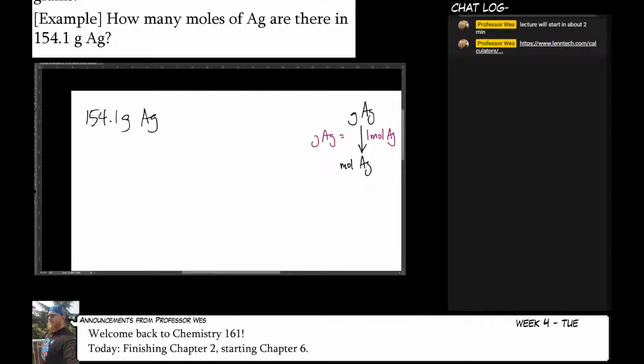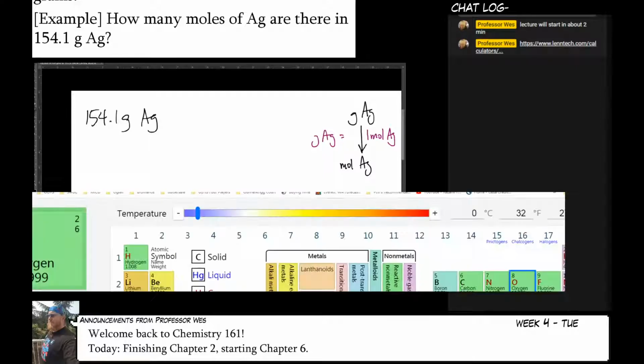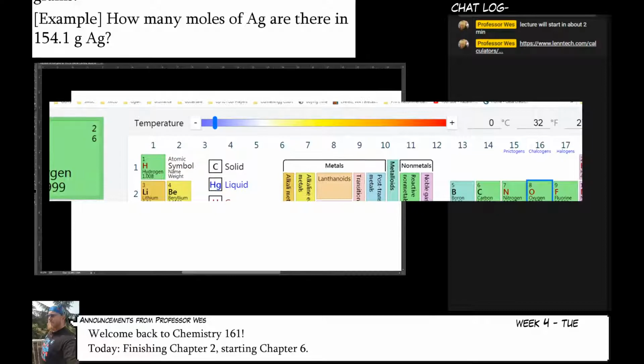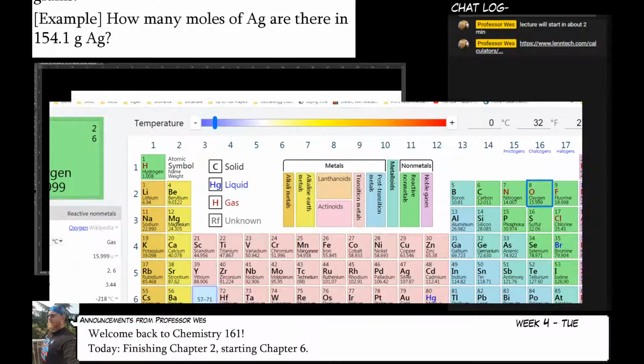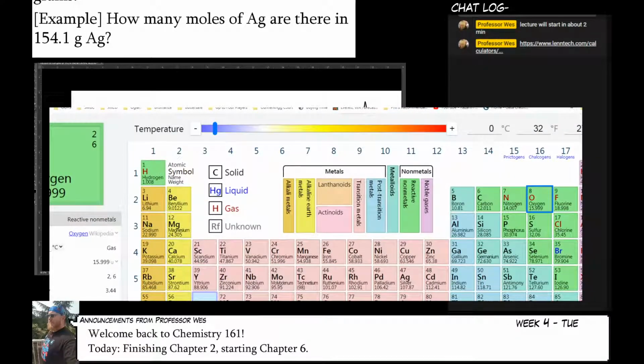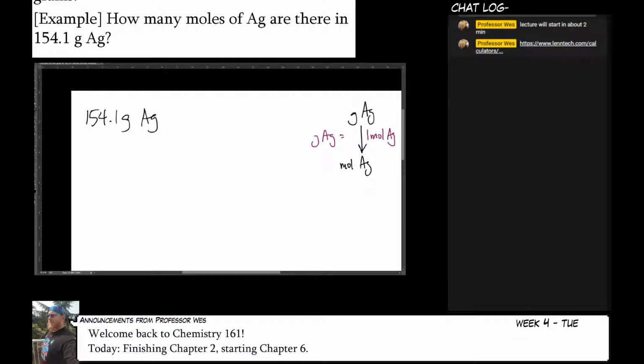So let me get the periodic table on the screen here. I have to capture it again. I have no idea where this will capture, so... There's silver right there, so you can see it at the bottom. So 107.87 grams per mole. So we'll get rid of this. And that's the number of grams in 1 mole of silver.